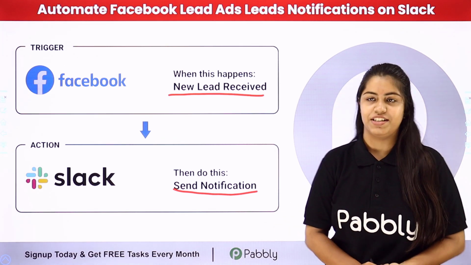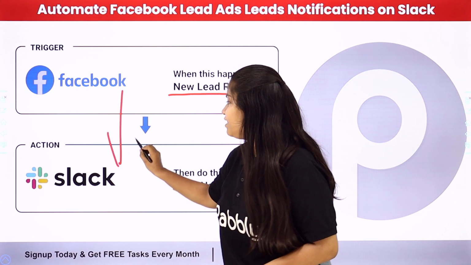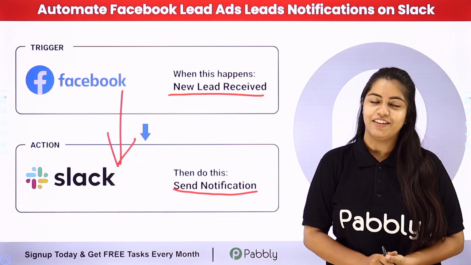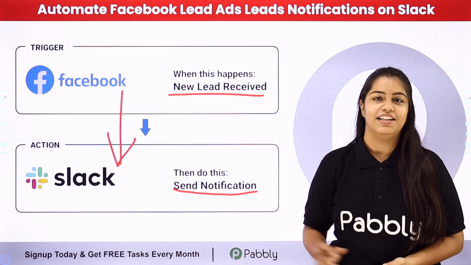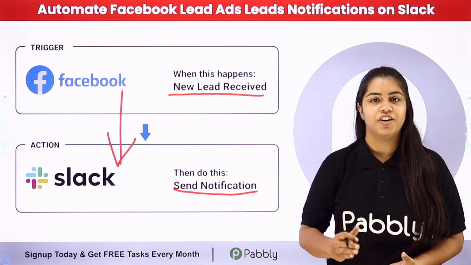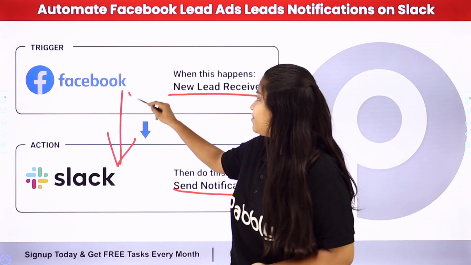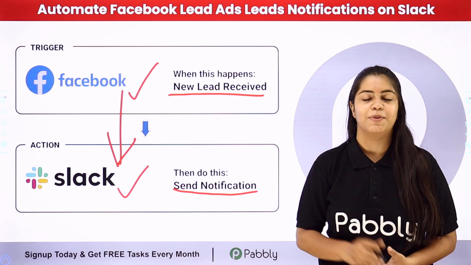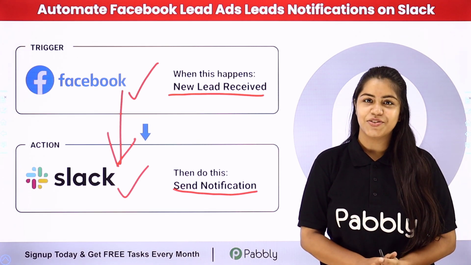For this, we are going to create a connection between Facebook Lead Ads and Slack. To create this connection without knowing any programming or coding language, we are going to use Pabbly Connect. It is an amazing automation software. So in Pabbly, we have the concept of trigger and action. For trigger, we are going to use Facebook Lead Ads, and for action, we are using Slack. So if you also wish to learn this process step by step, follow me through the screen.